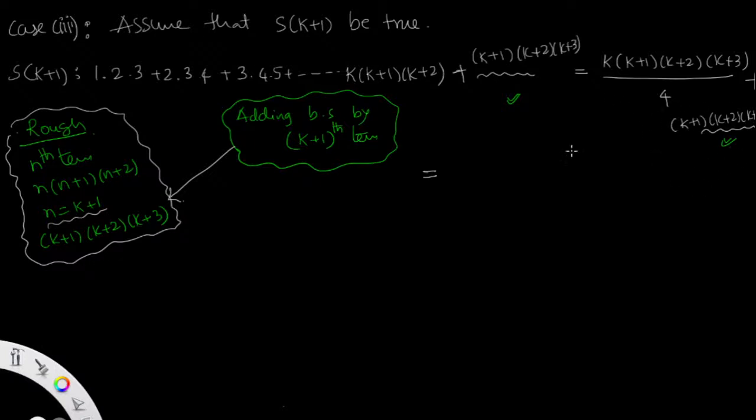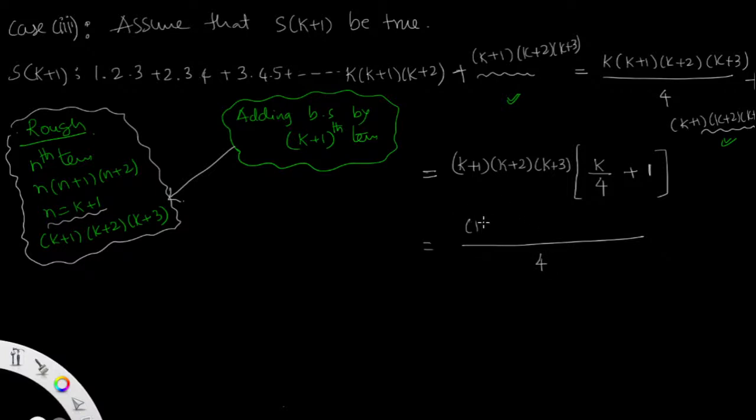Let us take the common factors: k plus 1 is common in both terms, k plus 2 is common, and k plus 3 is common. Then you write k by 4 as the remaining, then plus is as it is, and the overall term we have taken common leaves plus 1. Taking the LCM, which is 4, we get k plus 1, k plus 2, k plus 3, and then 4 into 1, that is k plus 4, divided by 4.